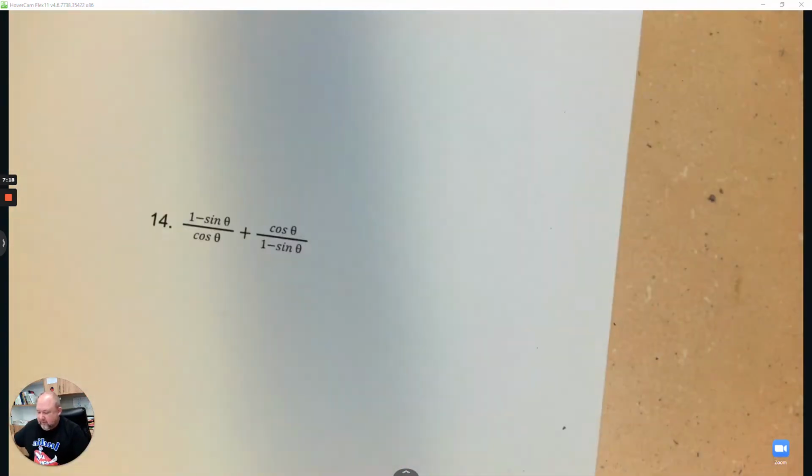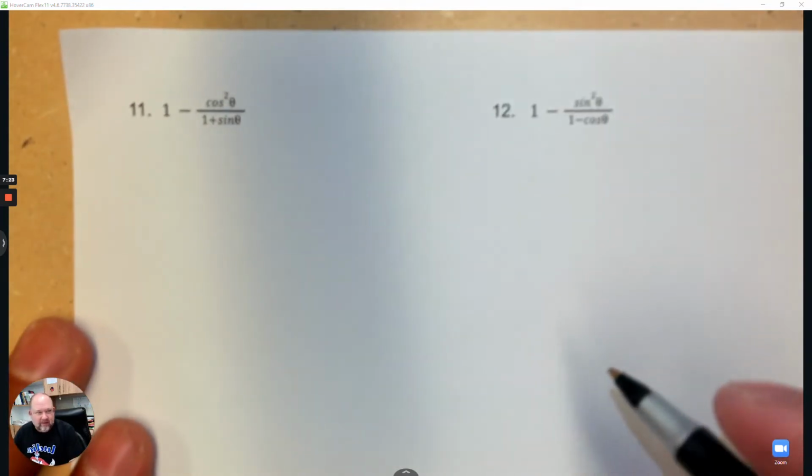All right, last page, number 11. These are going to be a little bit more challenging. We'll do it together. We're not going to give up.